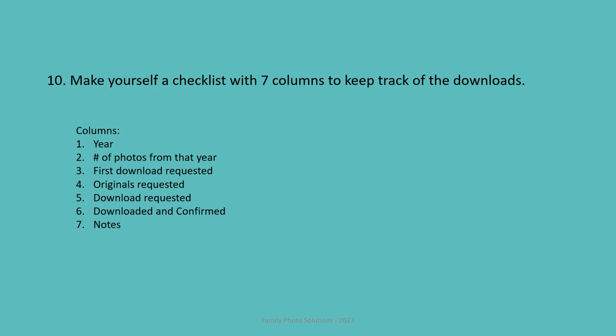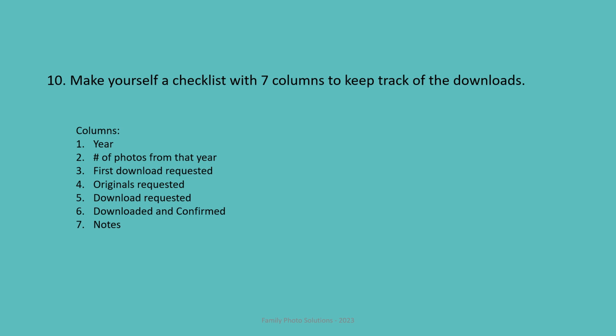When we finally receive our downloaded files, we'll save the photos and check the totals against our download request. At that point, you can put your check mark in column 6 to say that everything got downloaded and you checked all the totals. The seventh column will be for notes. We're going to use this for anything that you need to keep track of as you download.